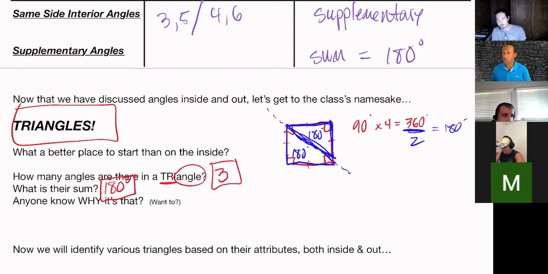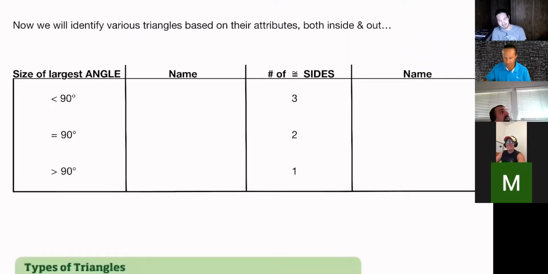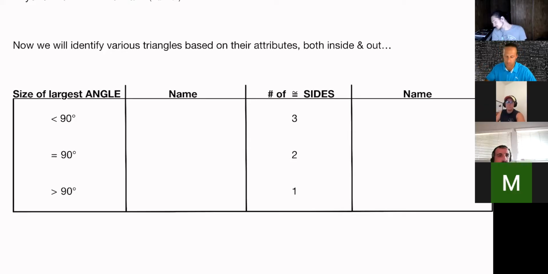But what we're going to do is make sure that we utilize this fact in many different ways. Okay? And we're going to state a few of these things like we did last week in 1.1 with the angles. But we're now going to be talking about triangles based on the inside and outside. So let's start with the inside.